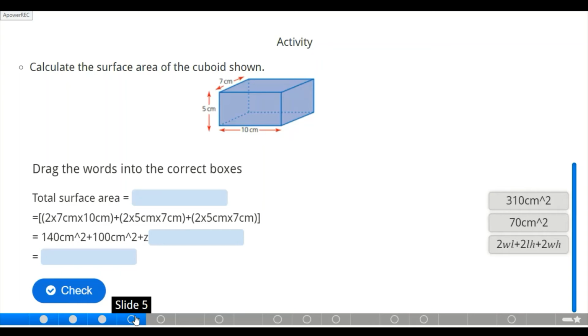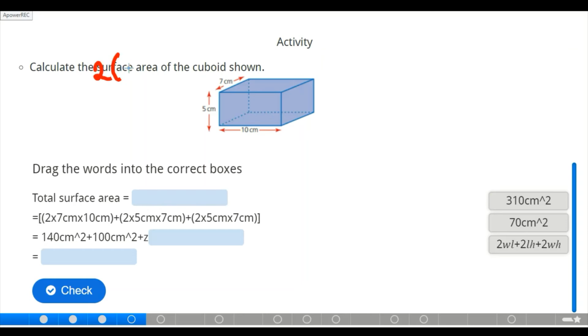Now let's look at an activity here. We are supposed to calculate the total surface area of this cuboid that we have here. If you look at the cuboid, we have our width, we have our height, and we have our length and base as well. So based on the formula that we have, what is it?